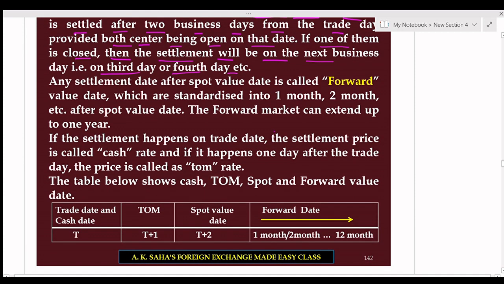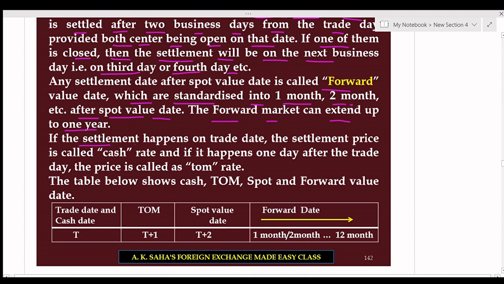Any settlement date after the spot value date is called a forward value date, which is standardized into 1 month, 2 months, etc. after the spot value date. The forward market can extend up to 1 year.